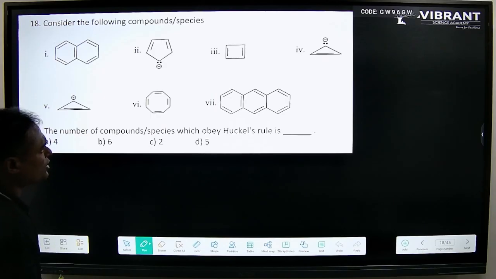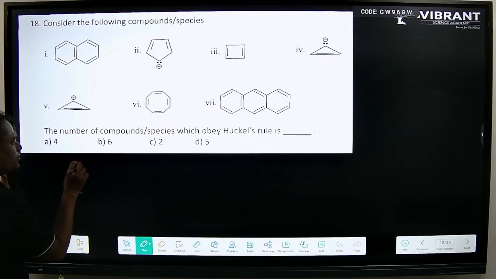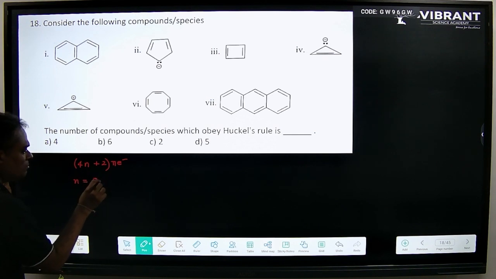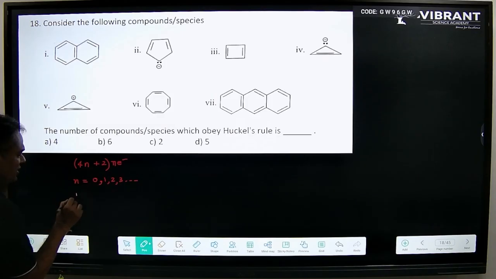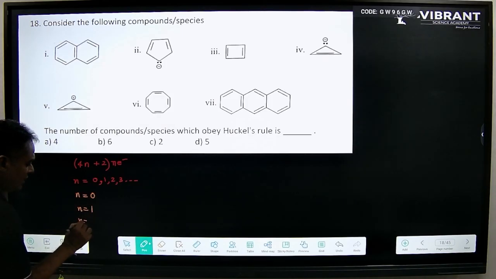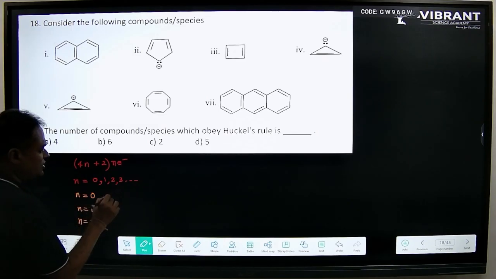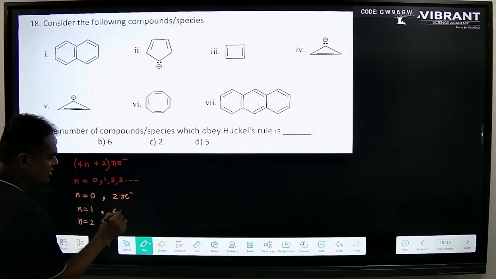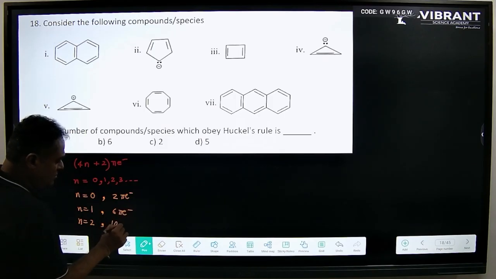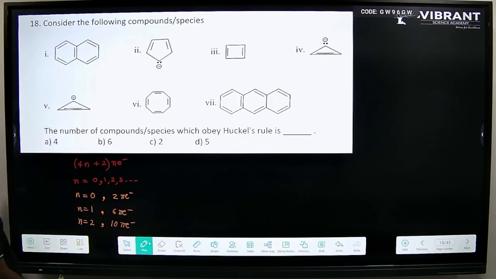Now, you should know what Huckel rule is. Huckel rule is nothing but having 4n plus 2 pi electrons, where the value n is a whole number, which can be 1, 2, 3 and so on. Suppose n is 0, the number of electrons for delocalization would be 2 pi electrons. If n is 1, it is 6 pi electrons. This topic is used for discussing aromaticity.